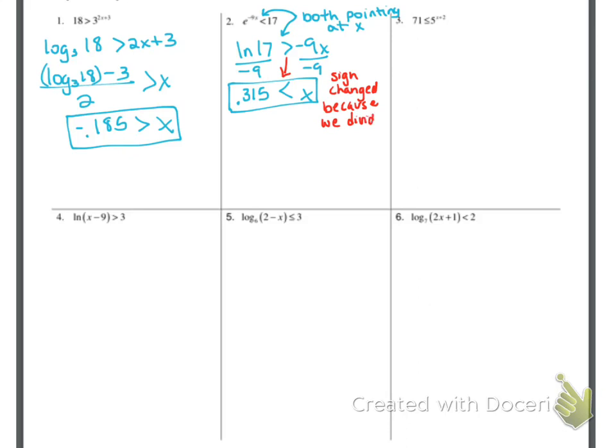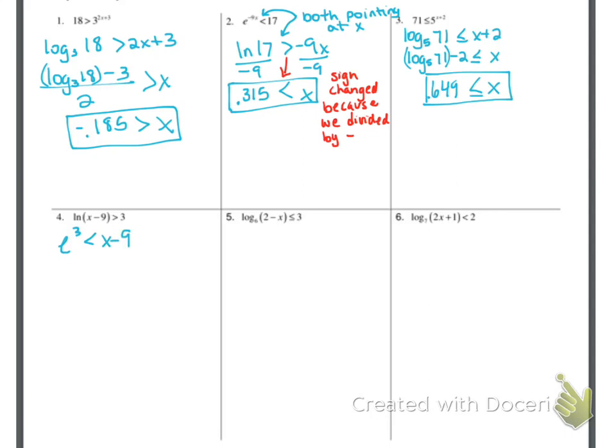For the next problem, once again, just change it to log form. Log base 5 of 71 is less than or equal to x plus 2. I did not have to change the sign because the relationship stayed the same without changing the sign. So then I would subtract 2 from both sides, and x is greater than or equal to 0.469.